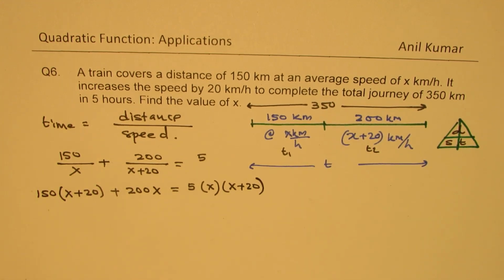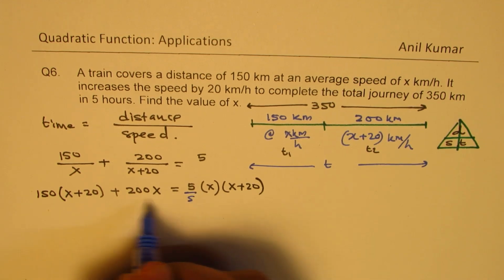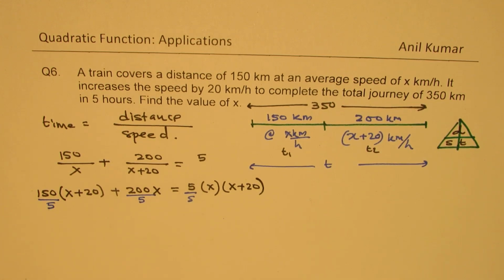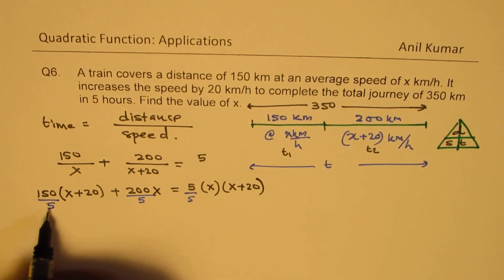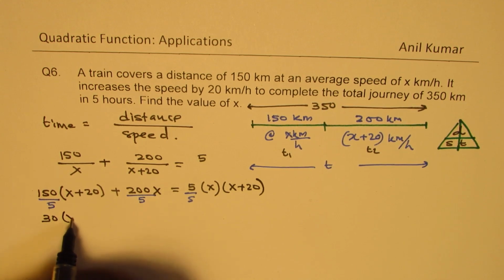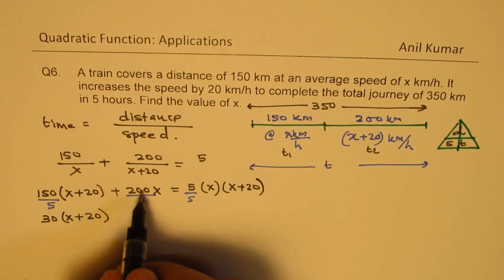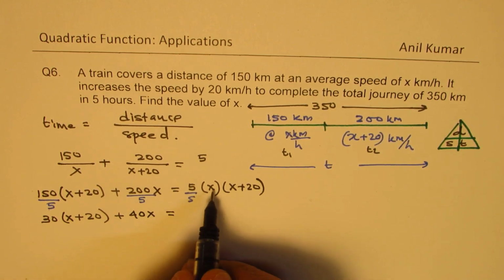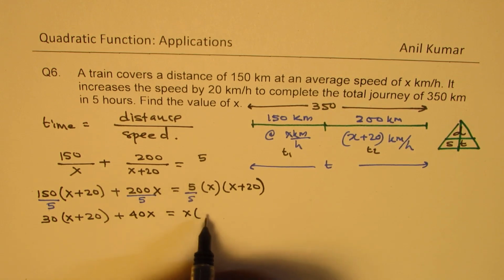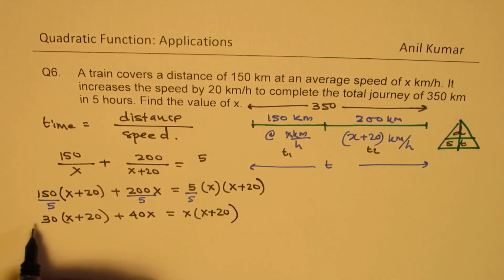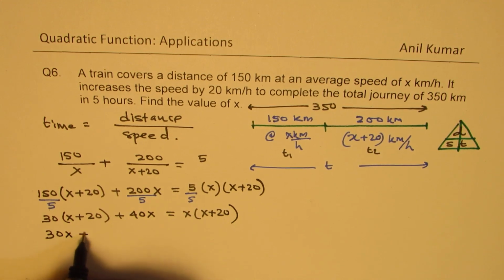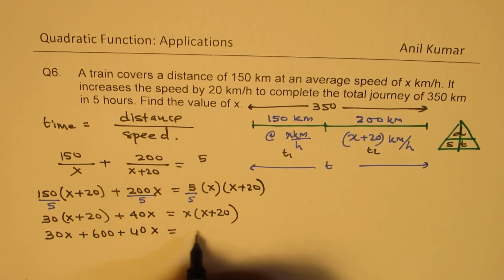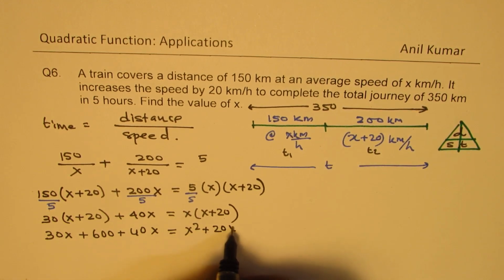So now we can divide each number by 5. So we should reduce as much as we can as we move along, right? So when you divide this, you get 30 here, right? So we get 30 times x plus 20, and this becomes 5 times 4, which is 40x, equals to, so that is 1, x times x plus 20. Let's open the bracket now. We get 30x plus 3 times 2, 600, plus 40x equals to x square plus 20x.